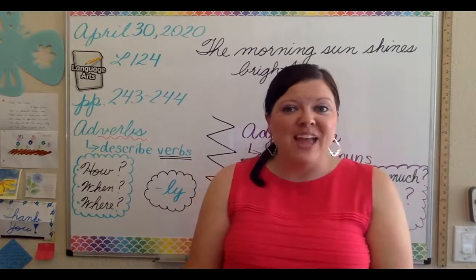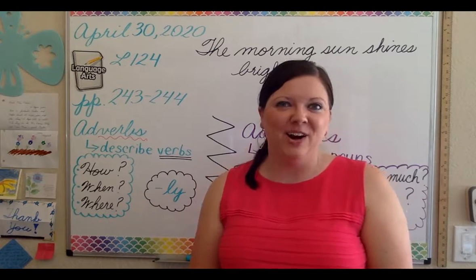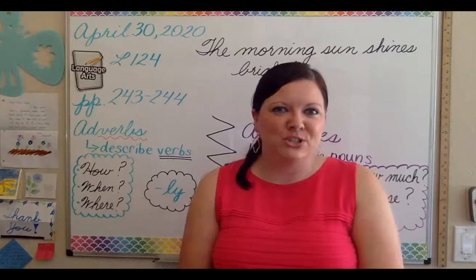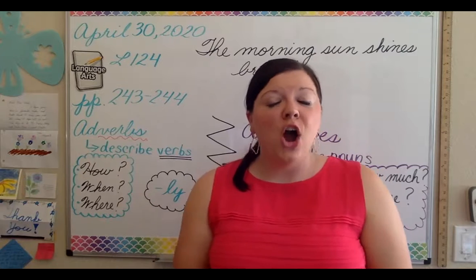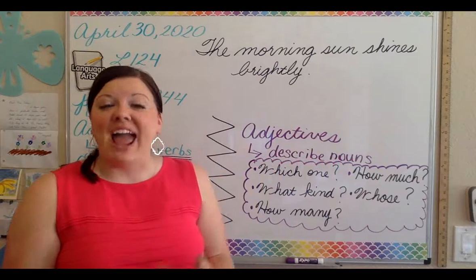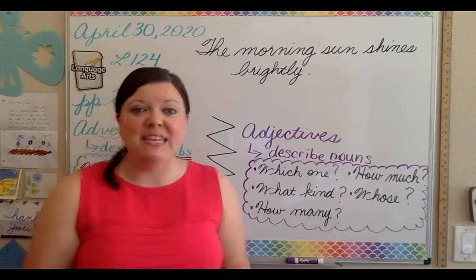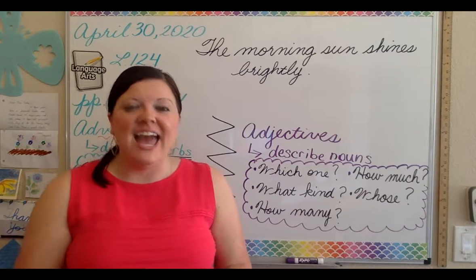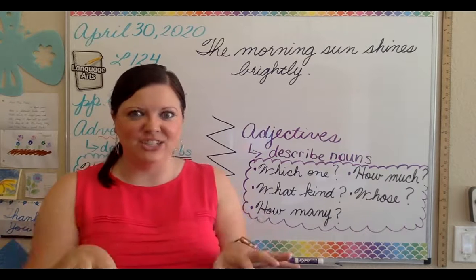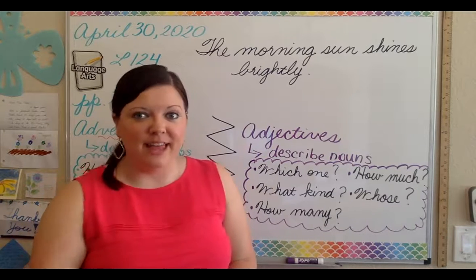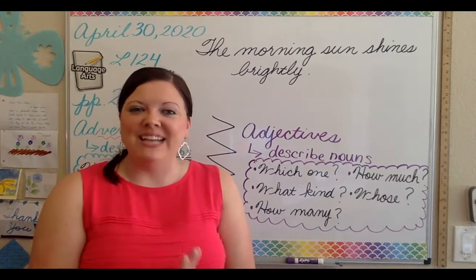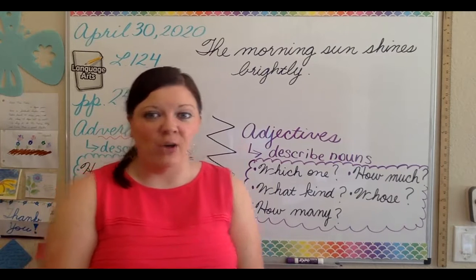Can you say them with me? How, when, and where. One more time. How, when, and where. Adverbs describe verbs. In contrast, we talked earlier last week about adjectives. Adjectives describe nouns. Do you remember what a noun is? A noun names a person, like you, a place, like the kitchen, a thing, like a marker, or an idea, like loyalty. Adjectives always describe nouns.